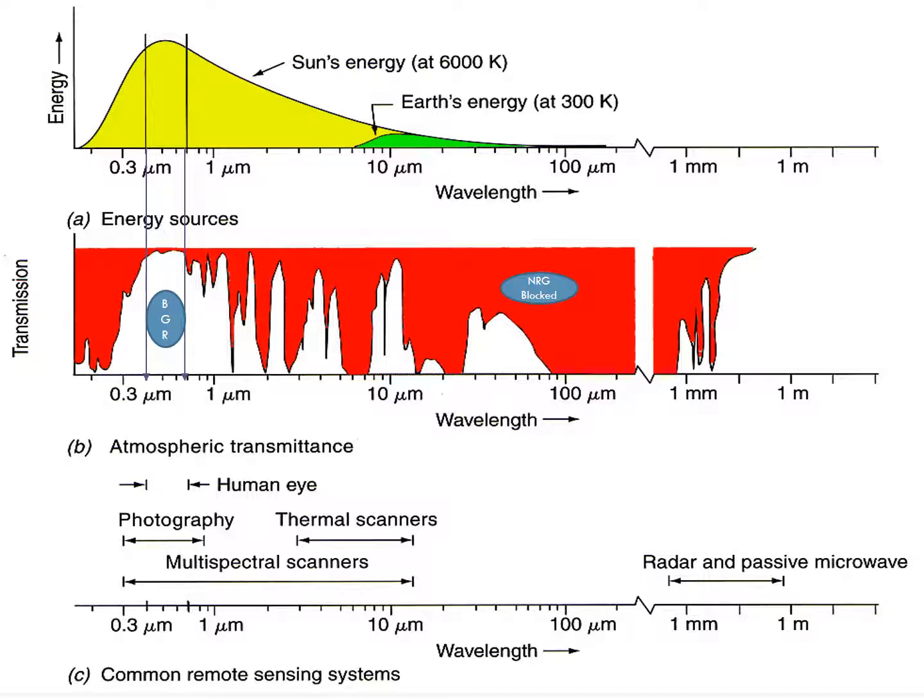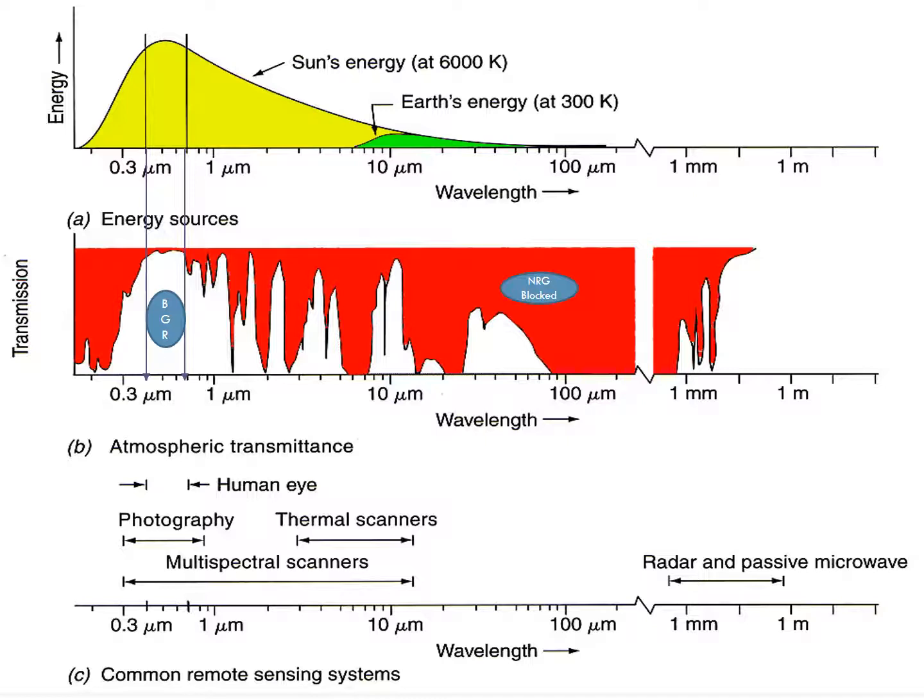Now let's go down to B. This graph shows atmospheric transmittance. And so this graph is a little bit complicated to understand, but it's the same kind of principles. We look across the axis on the bottom, we have the wavelength. And as we move from left to right, the wavelength increases, so the energy decreases, the frequency decreases.